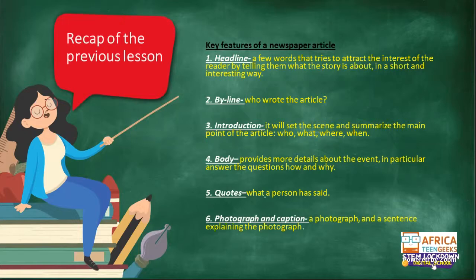And it tells us about who, what, where, and when. Number four, it has the body, which provides more details about the event, and it also answers the questions that we may have, such as how did this happen and why it happened. Number five, it is the quotes, which tell us things which a person may have said, such as an eyewitness to an event or an expert. Then we also have a photograph and a caption. So these were the key features of a newspaper article. And in the previous lesson yesterday, we read an article and did an activity where we tested ourselves to see if we can identify all these 6 features in a newspaper article.